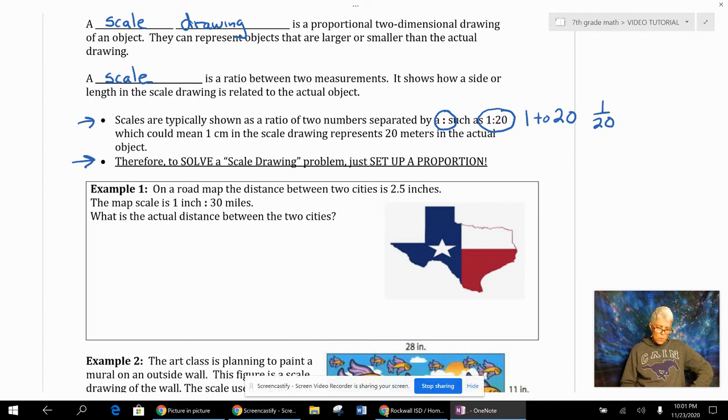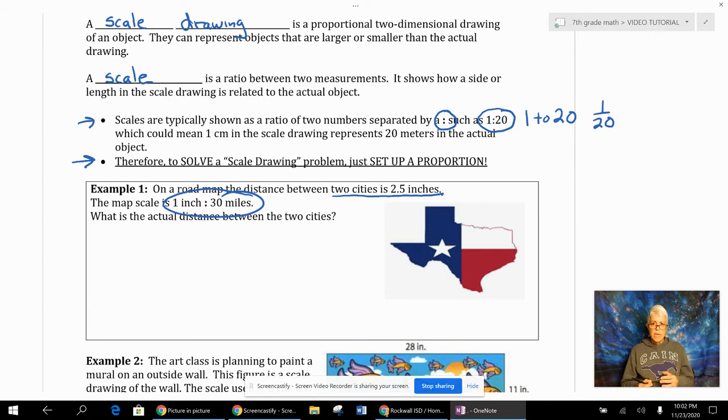So here's example 1. It says, on a road map, the distance between 2 cities is 2.5 inches. The scale map is 1 inch to 30 miles. So there is your first ratio. They're giving it to you. You always want to start with the ratio that they give you. Here it's just stated.